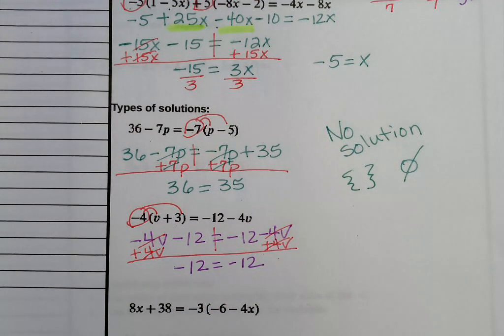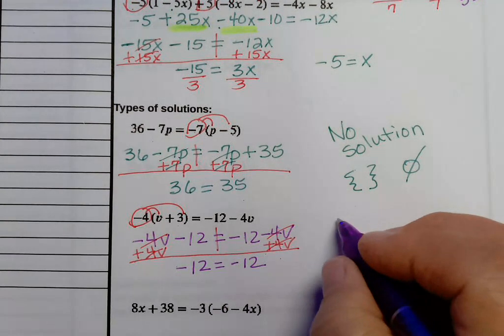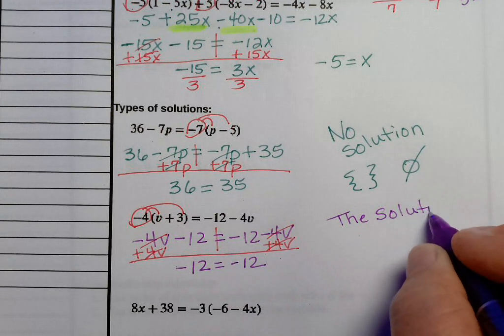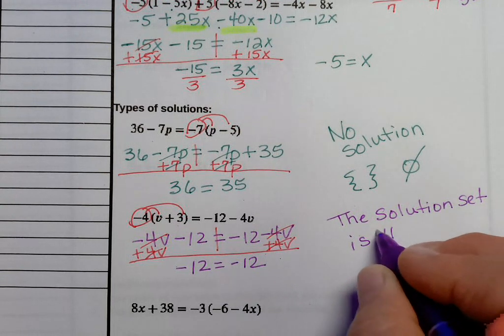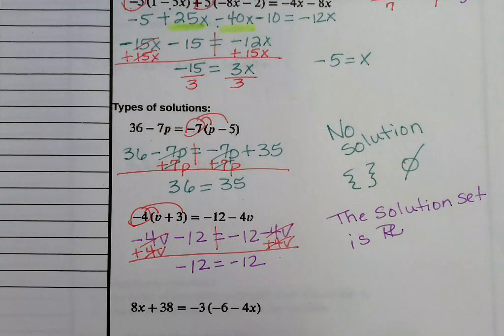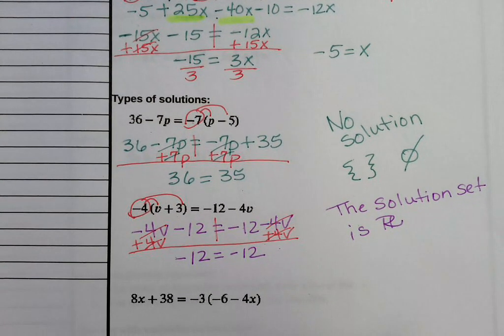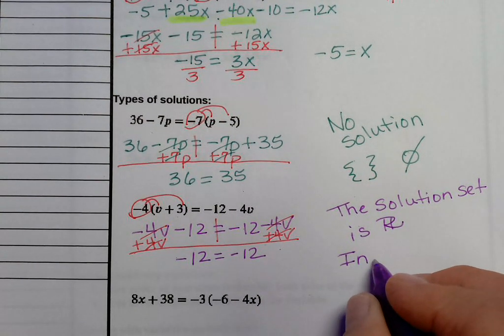Okay, that's always true. 100% of the time that will be true. That tells us that this type of solution here, any number will work. So the solution set is a set of real numbers. Remember our symbol for real numbers. So how many numbers are there in the real numbers? Well, that's an infinite number. So this has an infinite number of solutions.